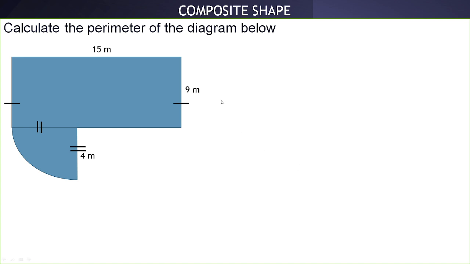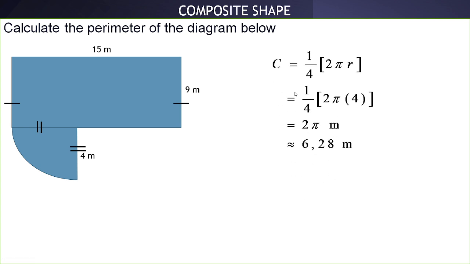Now let's look at the next composite shape, which is the last composite shape that we're looking at in this particular lesson. We want to find the perimeter of the diagram that is given below. Okay, so again, what do we notice? We have a rectangle here, and at the bottom we have more or less a quarter of a circle. In the previous example, we dealt with half of a circle, a semicircle. Here we're dealing with a quarter of a circle. We want to find the perimeter of this particular diagram.